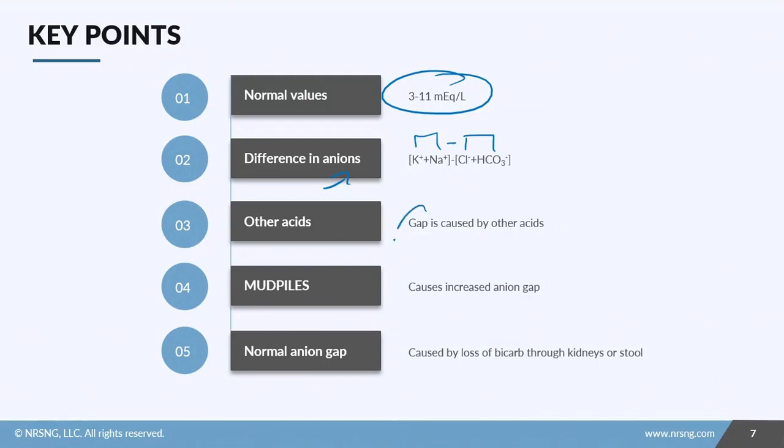The increase in gap is caused by those other acids that are accumulating in the body. Now, MUDPILES is the mnemonic you want to remember. That's methanol, uremia, diabetic ketoacidosis, propylene glycol poisoning, infection, lactic acid buildup, ethylene glycol poisoning, and salicylate toxicity. Also remember that you can have a normal anion gap with a decrease in pH, but it's going to be caused by this loss of bicarb either through the stool or through the kidneys.